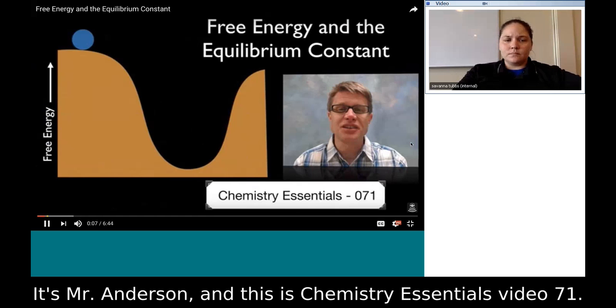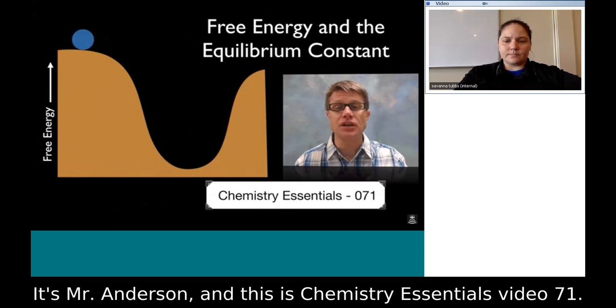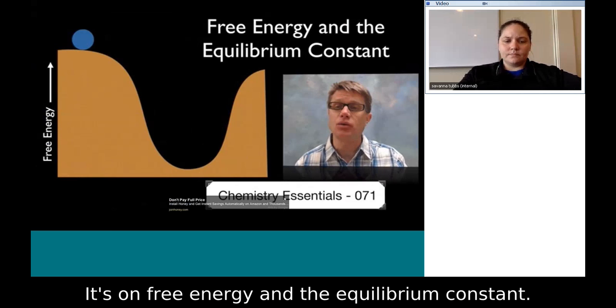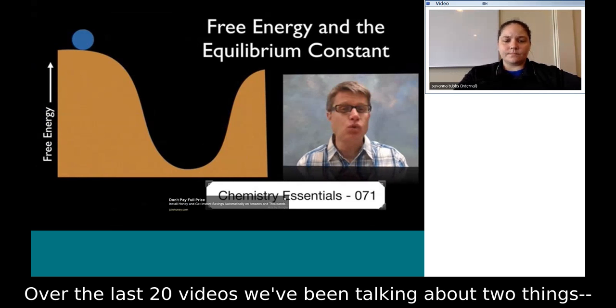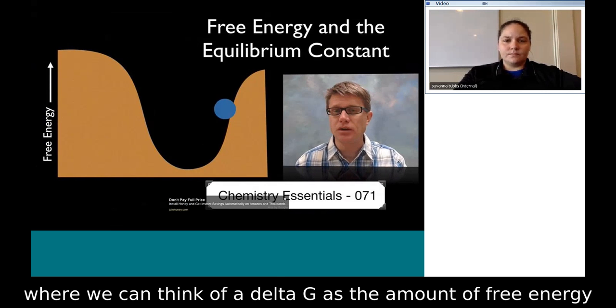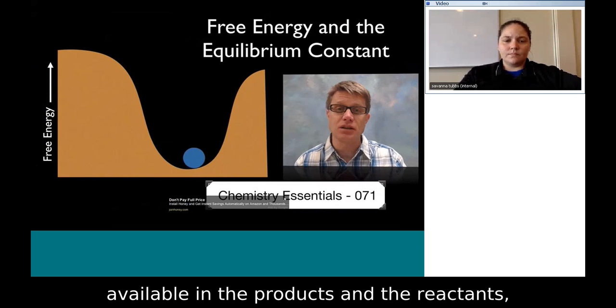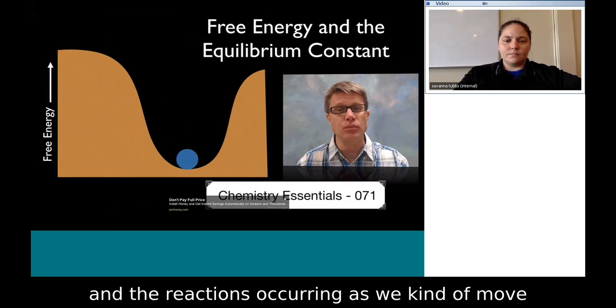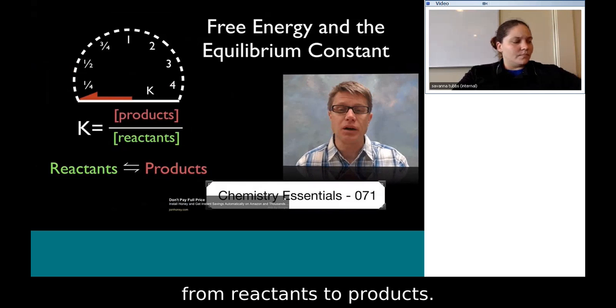Hi, it's Mr. Anderson, and this is Chemistry Essentials, video 71. It's on free energy and the equilibrium constant. For the last 20 videos, we've been talking about two things, thermodynamics and the importance of delta G, where we can think of delta G as the amount of free energy available in the products and the reactants, and a reaction occurring as we move from reactants to products.